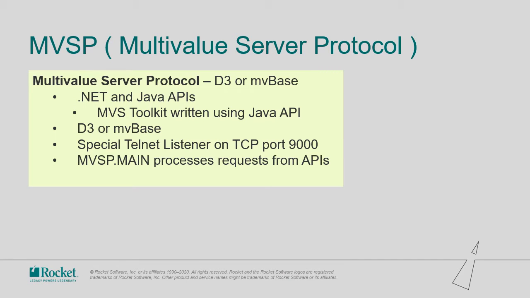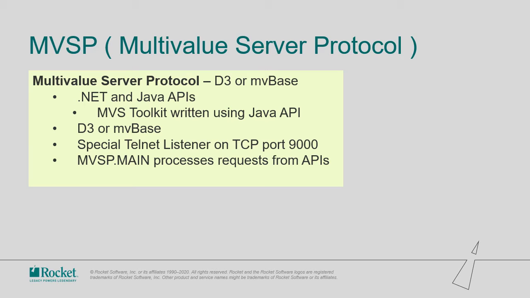The Multivalue Server Protocol, or MVSP for short, is a series of programs running on D3 or mvBase that are called through a special Telnet Listener by applications written using our .NET and Java APIs. That Telnet Listener listens by default on TCP port 9000. The MVS Toolkit was the first, and in my opinion the coolest, application written using the Java API. This MVSP tutorial focuses mostly on the toolkit. Any API-specific information may be presented in a separate video series later on.